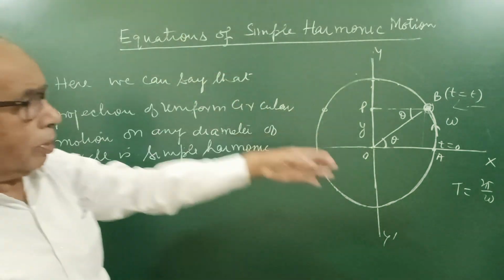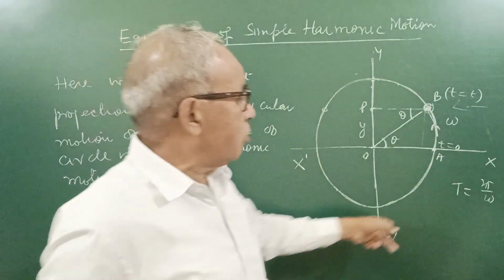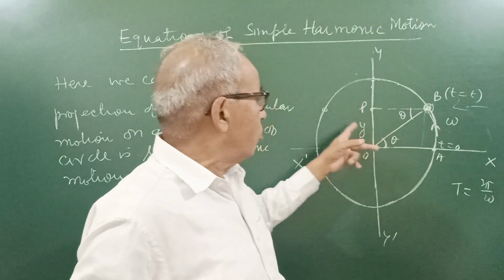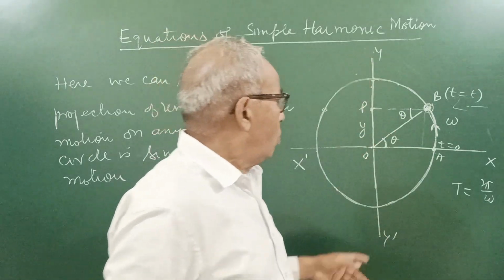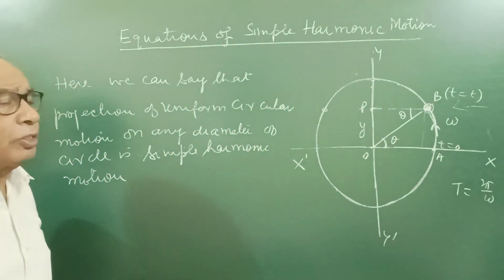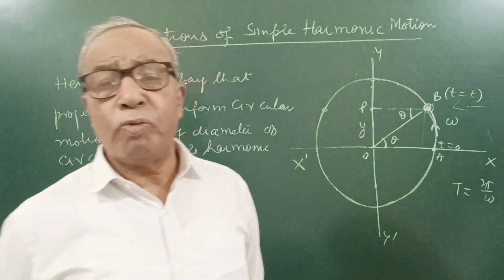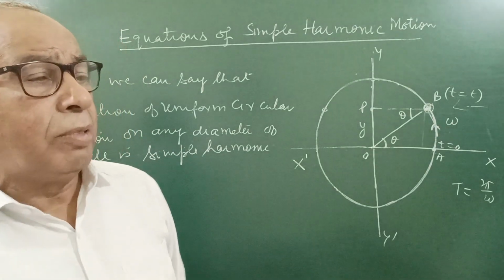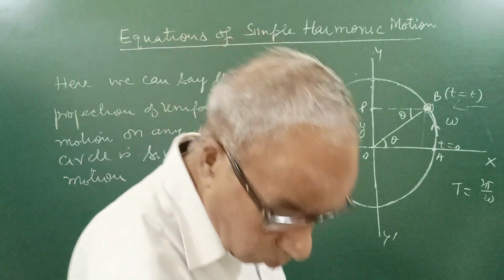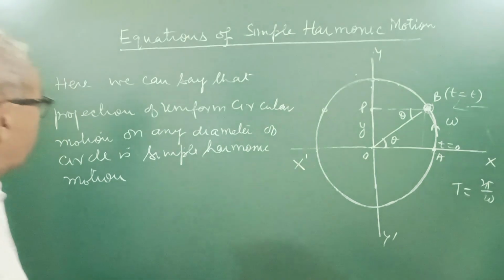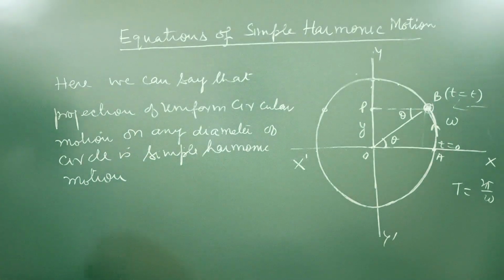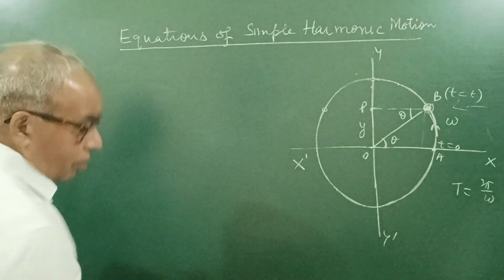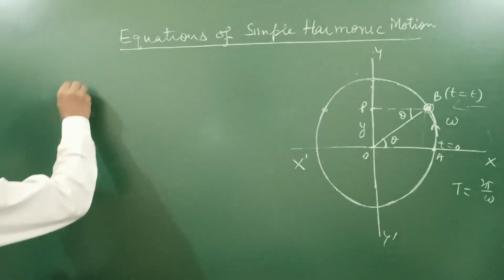I have told you that when a body moves on a circular path with constant speed, the shadow or foot point of B lies on P and moves to and fro. To find the equation of SHM means to find how the displacement takes place, how much the velocity is at any time, and what the acceleration is. That is important here. So now, to come to the equation, I start here.